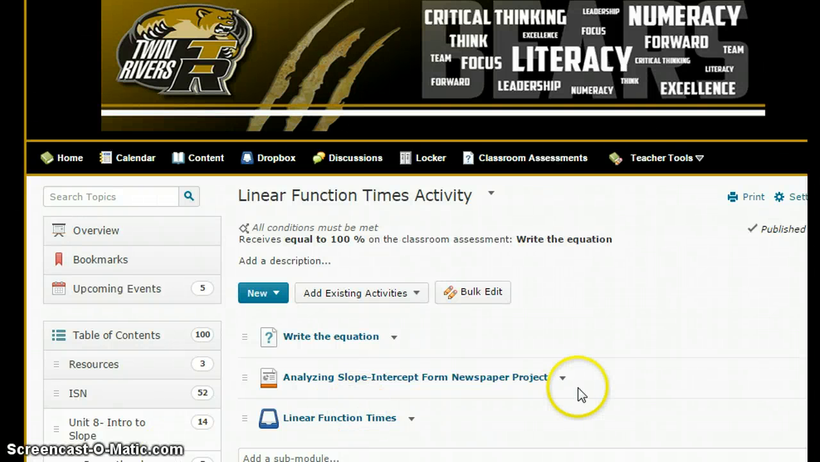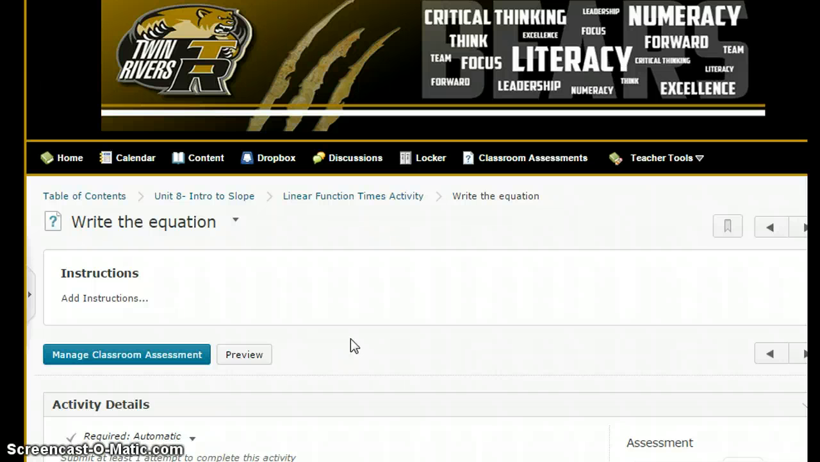For this activity, the students were completing a newspaper article in eClass. So they would log into eClass, and the first thing they would need to do is to complete a formative assessment through the classroom assessment tool. I've set release conditions that they must make 100 on the one question quiz as a formative assessment before they can go on.